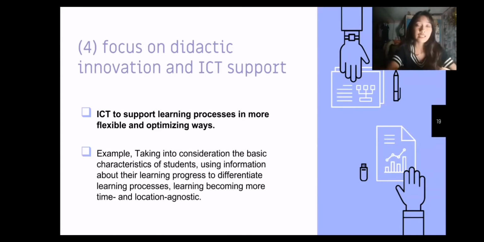Fourth phase is the focus of didactic and innovation and ICT support. So ICT to support learning process in more flexible and optimizing way. By the way, what do you mean by didactic?